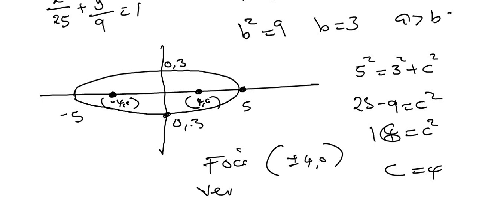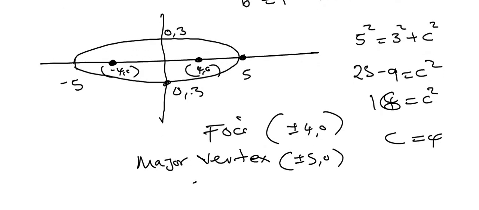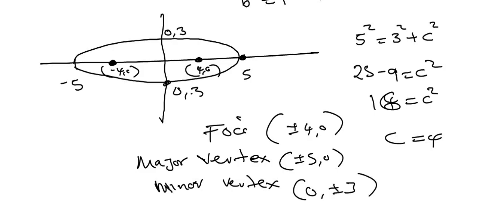The vertex, the major one, there's a major and there's a minor. So major is what? Major is plus or minus 5, 0. Then say minor vertex, that's going to be 0, plus or minus 3. Yeah, so end here. These are the only things that were needed.